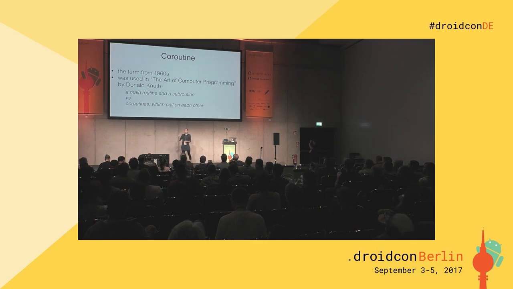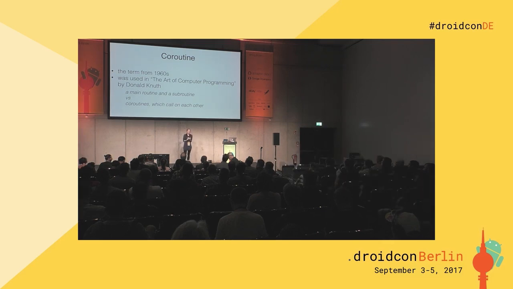It was first introduced in the 60s. At that time, coroutines were used to model asynchronicity when we didn't have threads. So in a single-threaded environment, languages used coroutines to model what we now call asynchronous programming, what we now do with threads. Donald Knuth, in his book, opposed coroutines, which are independent parts of the program that can interact with each other, to the main routine that just calls and uses a subroutine.